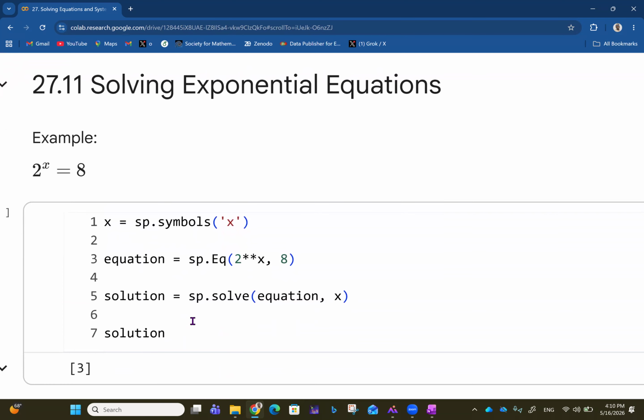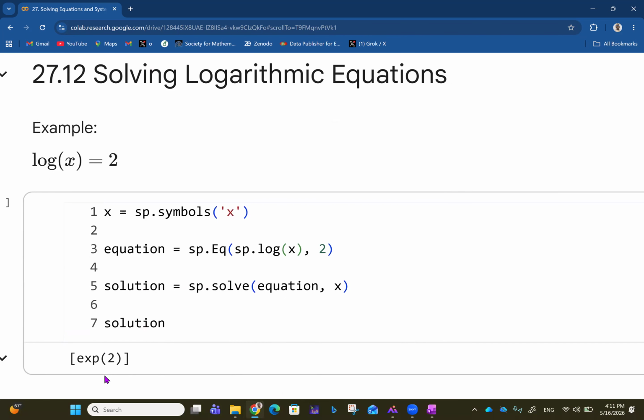Solving exponential equations, now we can also solve exponential equations. You have 2 raised to x equals 8. Of course, 8 is 2 raised to 3. So if you equate the powers, x is equal to 3. So you create the symbol, you get the equation 2 raised to x is 8. Then for the solution, you use sp.solve, and you have 3 as your answer, and that's clearly true.